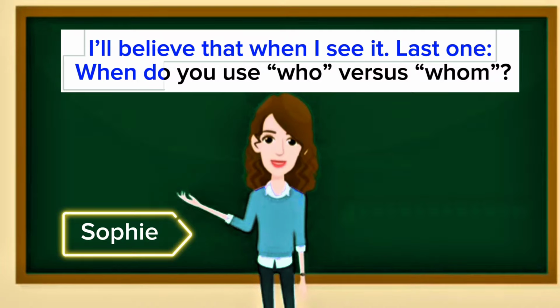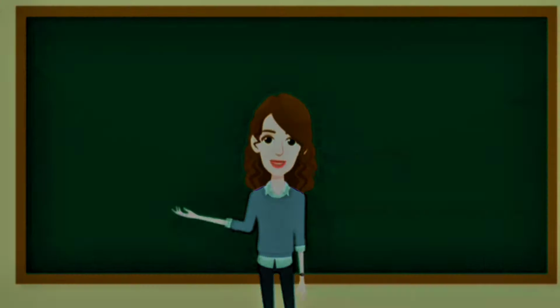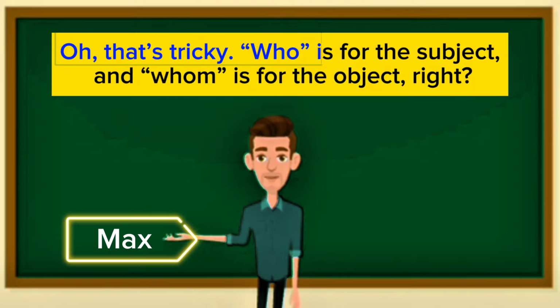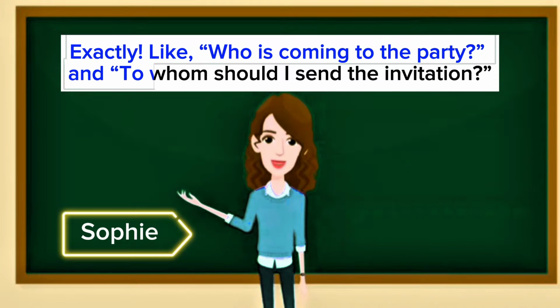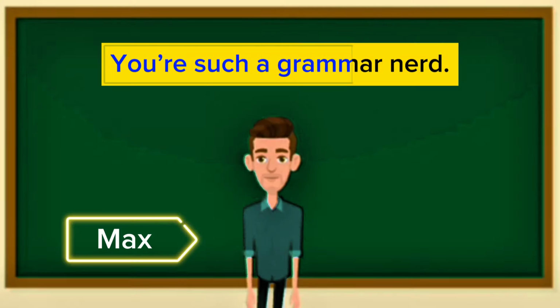Last one. When do you use who versus whom? Oh, that's tricky. Who is for the subject, and whom is for the object, right? Exactly. Like, who is coming to the party, and to whom should I send the invitation? You're such a grammar nerd.